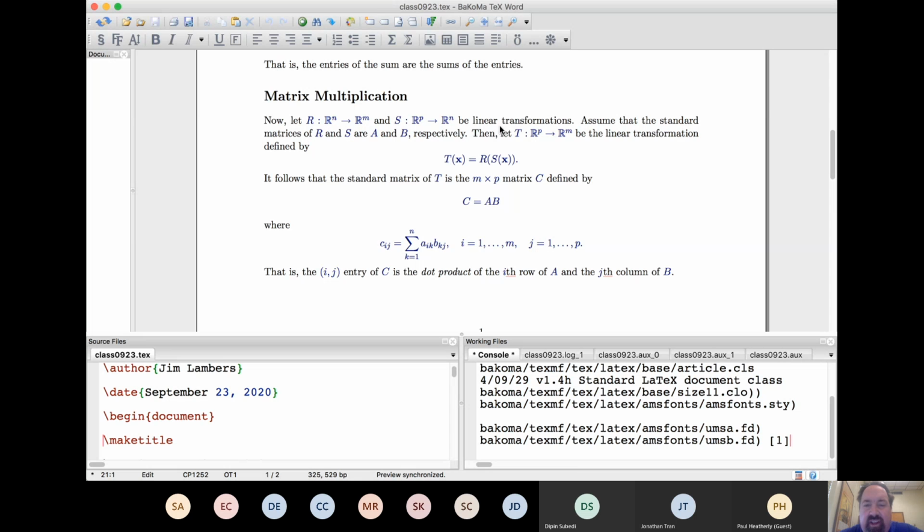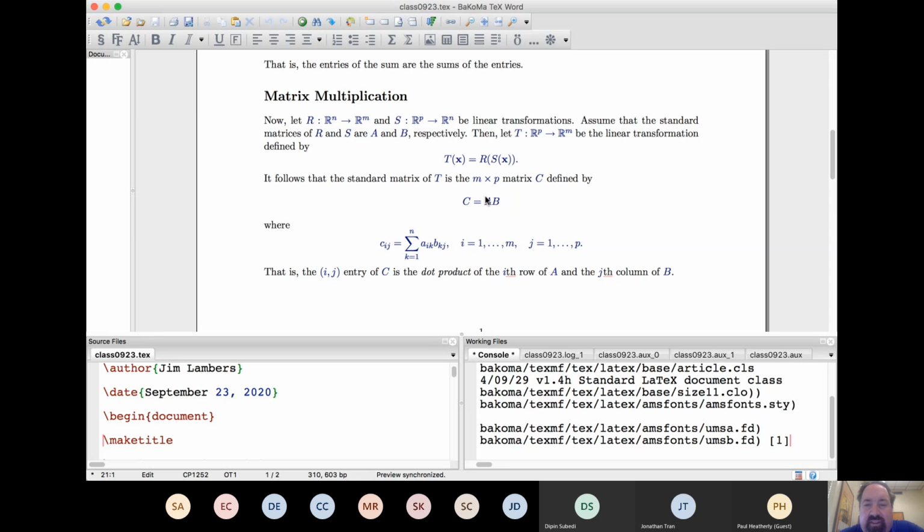It's a composition. So you apply S to X first, and then you take the result and plug it into R. So it's a function of a function situation. Like from calculus, where you dealt with compositions of functions, and to take the derivative you would need a chain rule. It's the same kind of idea here. So if I want to work out the standard matrix of T, given the standard matrices for R and S, how would you do that?